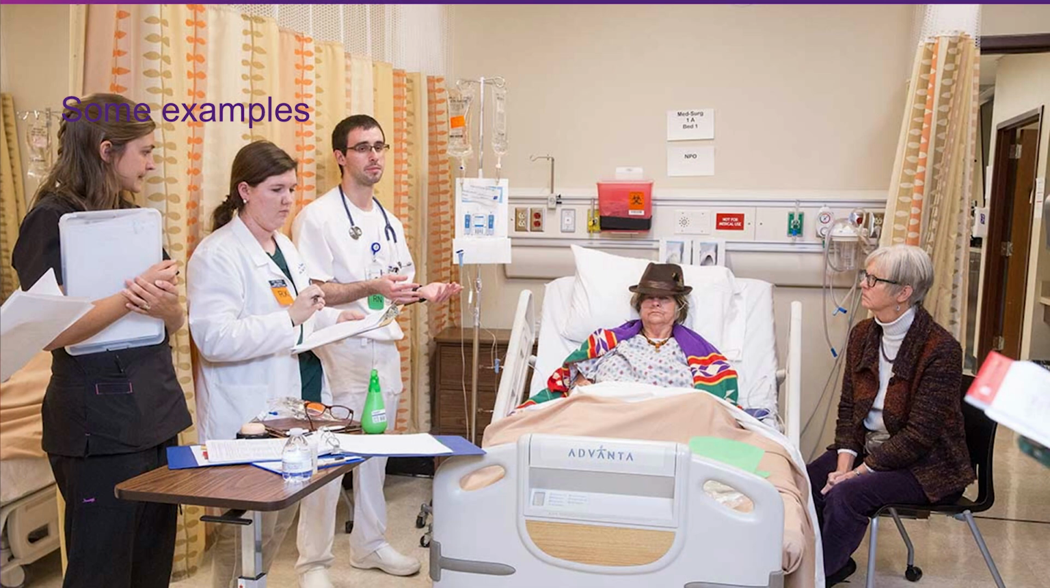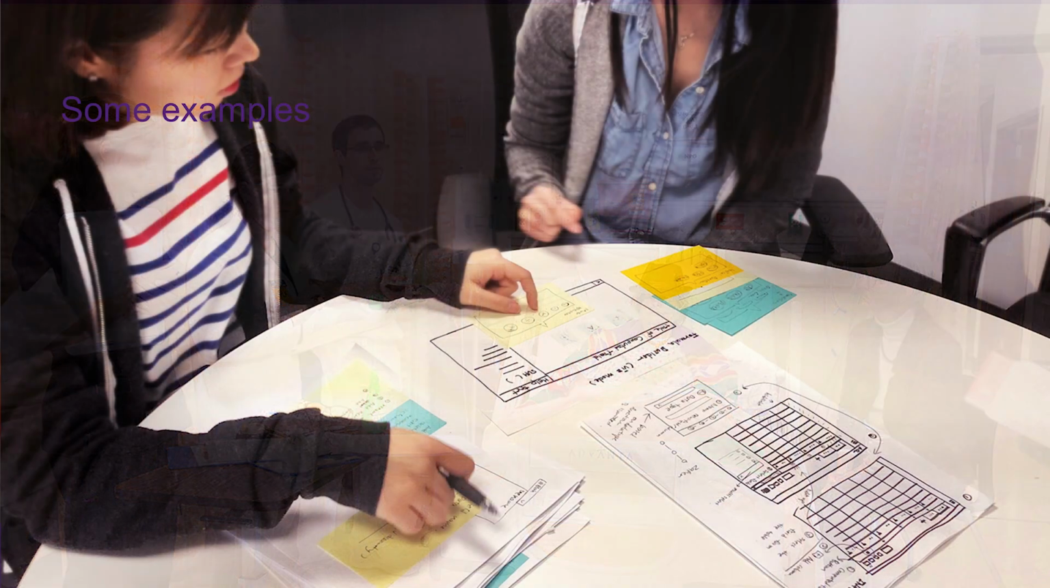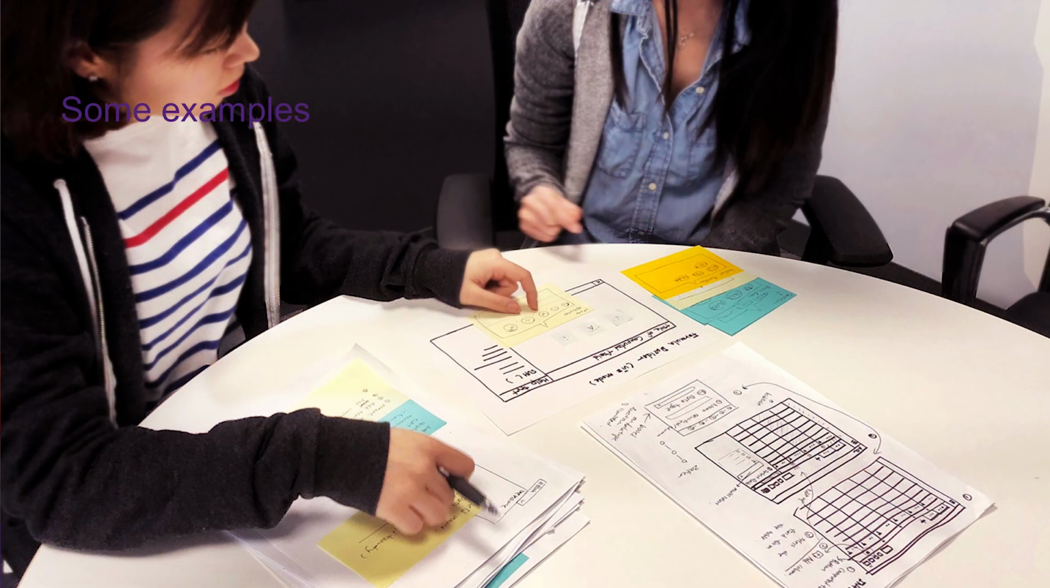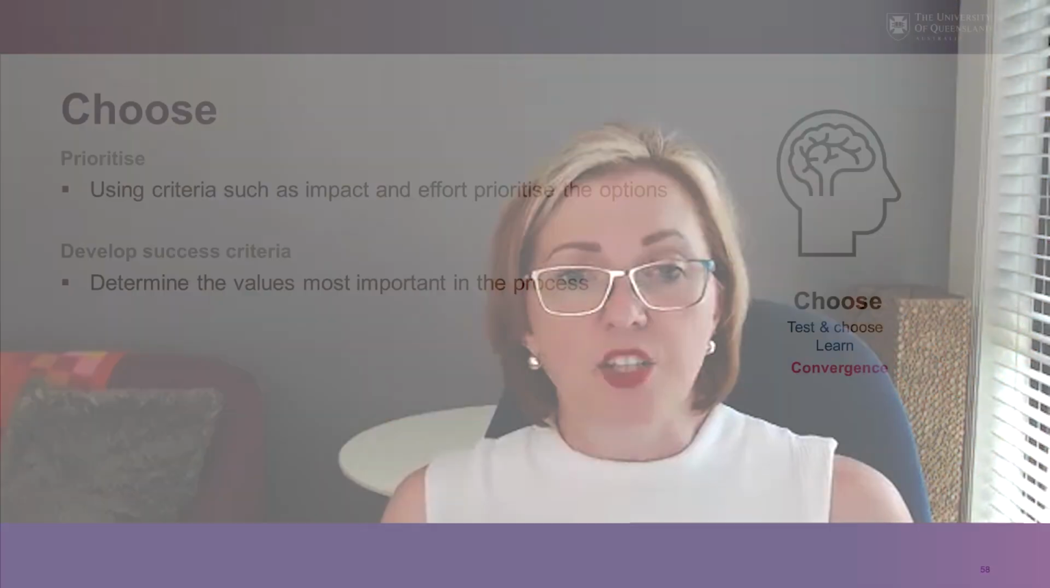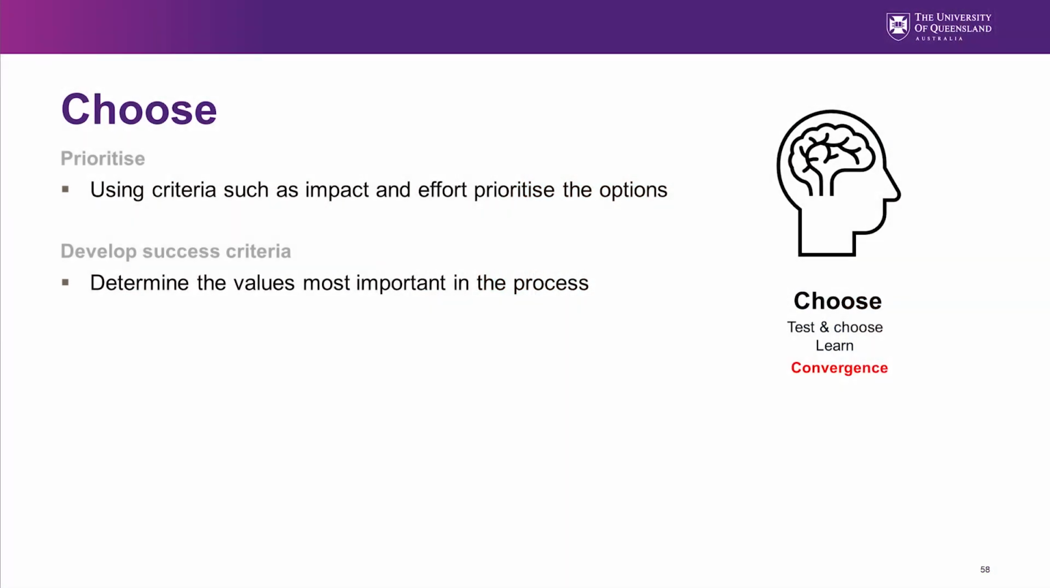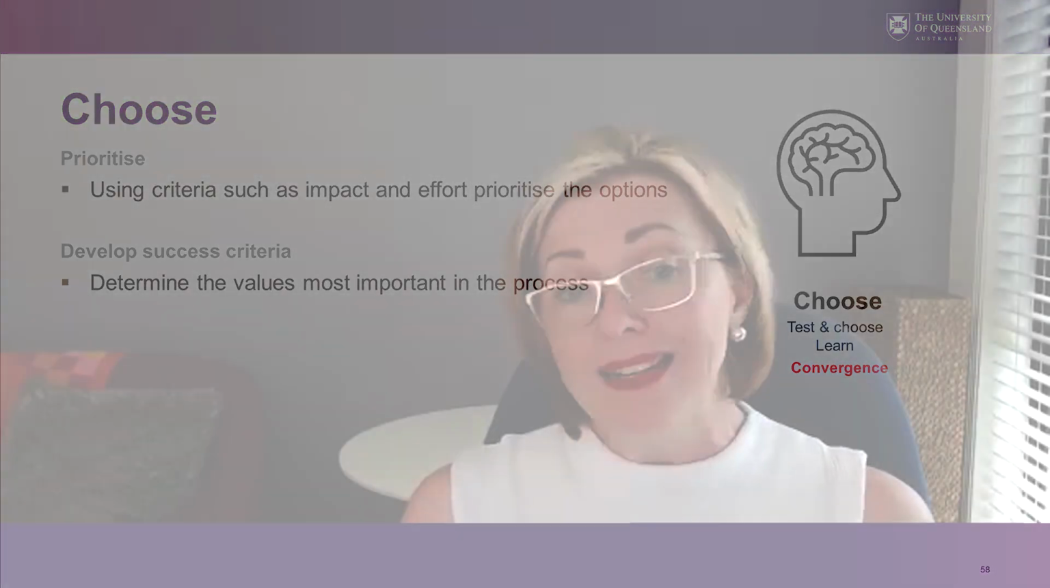There are no hard and fast rules here. You can make your idea work with something as simple as paper or Lego and get people to interact or use your concept. The next element is choose. This is really where convergence starts, and you begin to prioritise and select options to take forward. You can use simple tools such as finger voting or the impact effort matrix.